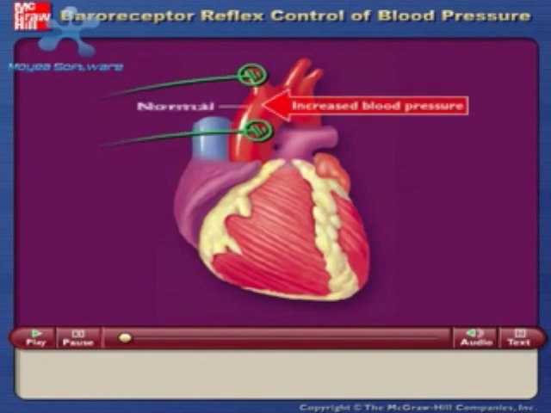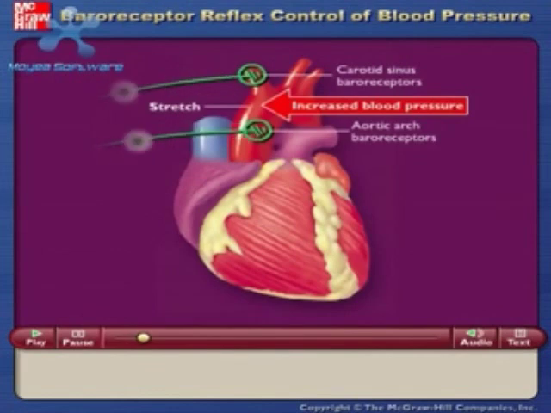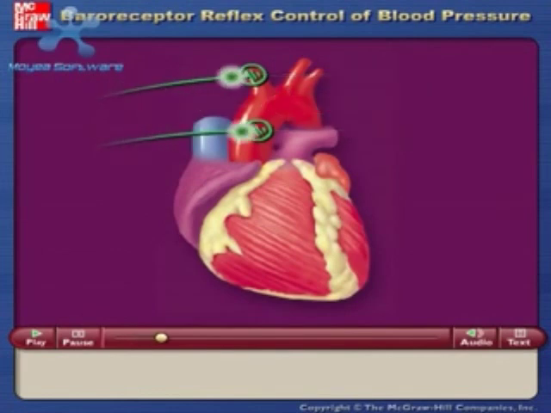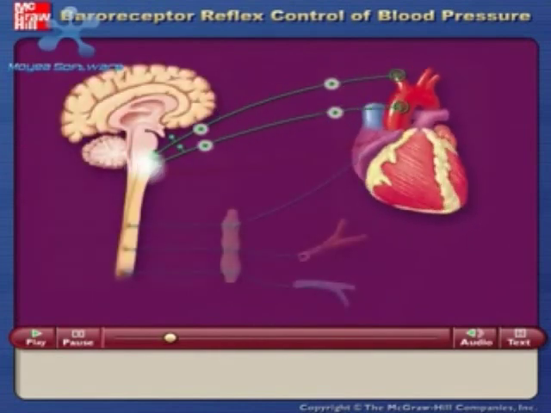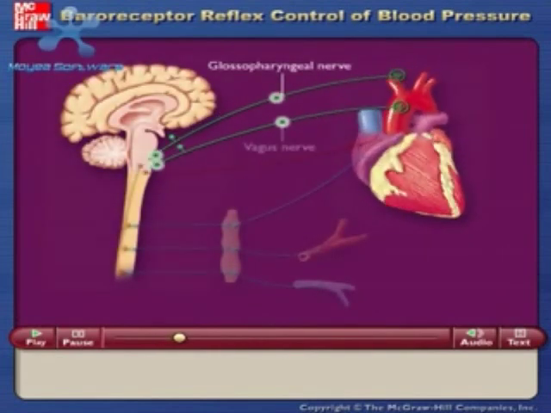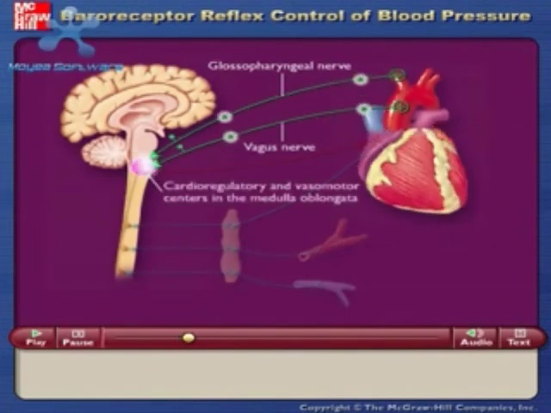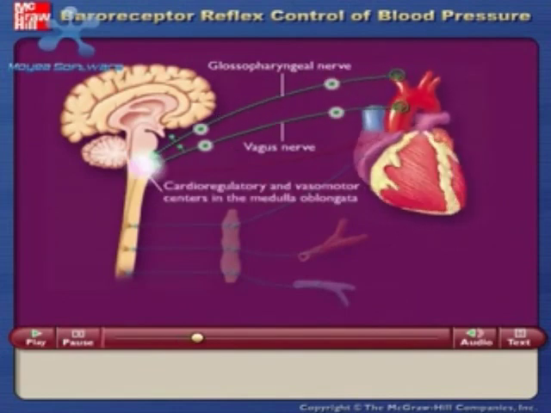Increased blood pressure stretches the carotid arteries and aorta, causing the baroreceptors to increase their basal rate of action potential generation. Action potentials are conducted by the glossopharyngeal and vagus nerves to the cardioregulatory and vasomotor centers in the medulla oblongata.